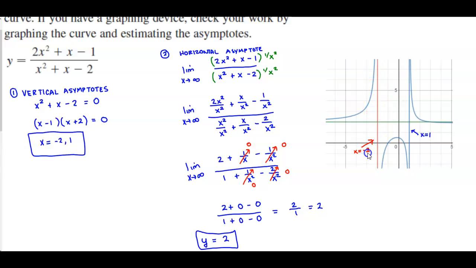And likewise over here at x equals 1, we see that as x is approaching 1 from the left, the function is going towards negative infinity. And as x is approaching 1 from the right, the function is approaching positive infinity. So again, that limit does not exist, which is the reason why we have the vertical asymptote at x equals 1.